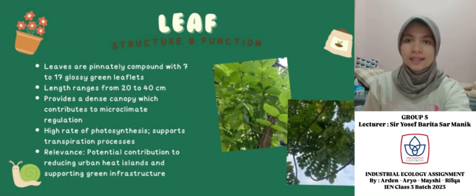The next slide: the leaves of the African tulip are pinnately compound, meaning each one has 7 to 70 shiny green leaflets. Their length can reach up to 40 cm. The leaves form a thick canopy that helps regulate the microclimate below. Next to their high rate of photosynthesis, they also support efficient transpiration. Overall, these features make the plant valuable in reducing urban heat and enhancing green infrastructure.